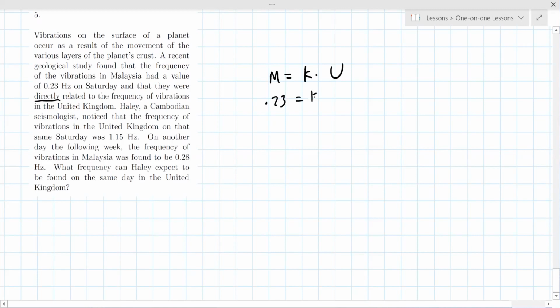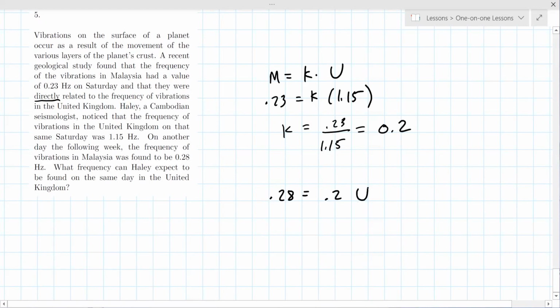And then when he measured them again in the United Kingdom, that same day it was 1.15. So what is K in this case? What does K equal? What does this become? 0.2. Yes, 1/5. Okay, so now they're giving you the value of Malaysia. Malaysia is 0.28 equals 0.2 times U.